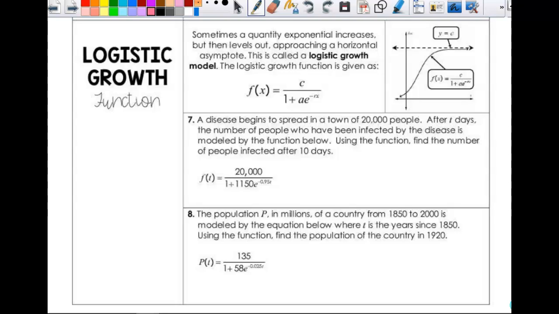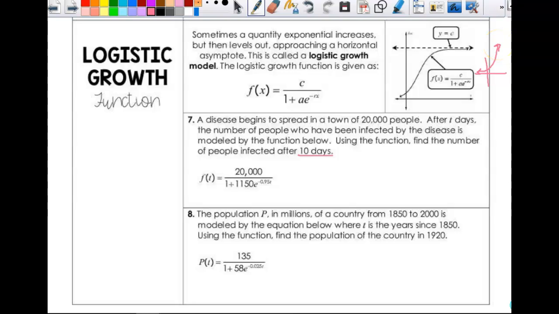So it says a disease begins to spread in a town of 20,000 people. After T days, the number of people who have been infected by the disease is modeled by the function below. I used this question long before COVID, but there's a pretty good COVID type of thing too. Using the function, find the number of people infected after 10 days. Okay, so why do you think that this would be a logistic growth and it wouldn't just look like our plain old exponential? If we're talking how many people, this is time and then how many people are infected. Because there's only a certain amount of people. How many people are infected can't exceed 20,000 because that's how many people there are. Does that make sense to you? So that's why sometimes the plain exponential itself doesn't make sense.